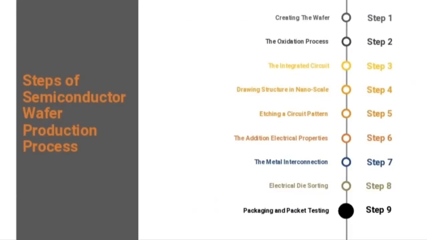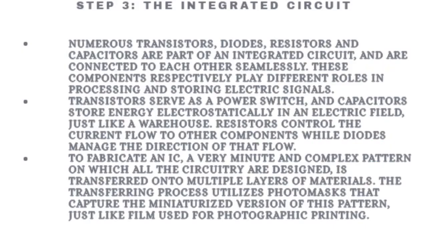Step 3. The integrated circuit. Numerous transistors, diodes, resistors, and capacitors are part of an integrated circuit and are connected to each other seamlessly. These components respectively play different roles in processing and storing electric signals. Transistors serve as a power switch, and capacitors store energy electrically in an electric field, just like a warehouse. Resistors control the current flow to other components, while diodes manage the direction of that flow.